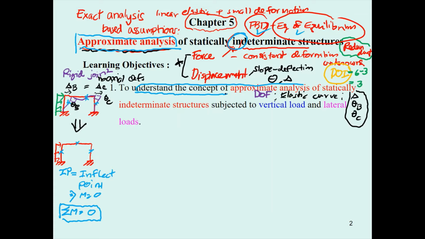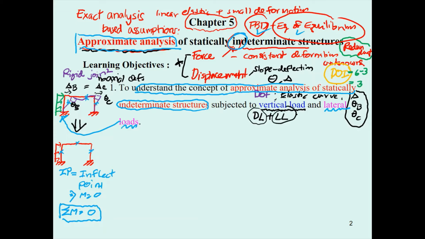Okay, anyone who doesn't understand this, stop my video and watch it again and again. Under this approximate analysis, we will consider the lateral load, such as the wind load. We also consider the structure under vertical load, which is going to be the dead load and the live load. The dead load may be the self-weight of the structure.